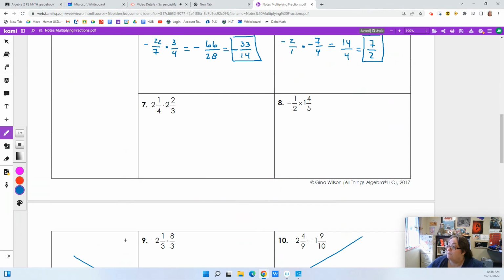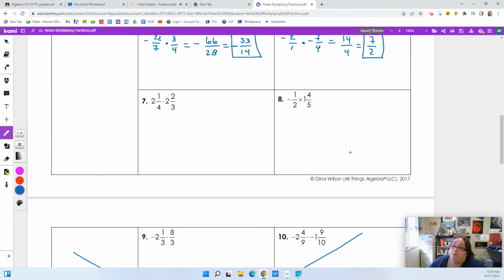But we'll do these 2 problems right here. The first thing we know, they're both positive. So we're going to have a positive answer. We're going to go 2 times 4 is 8, plus 1 is 9 over 4. Times 2 times 3 is 6, plus 2 is 8 over 3.